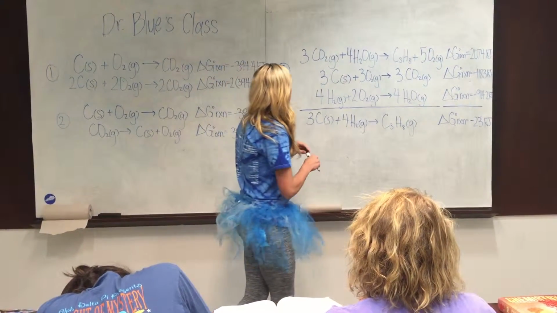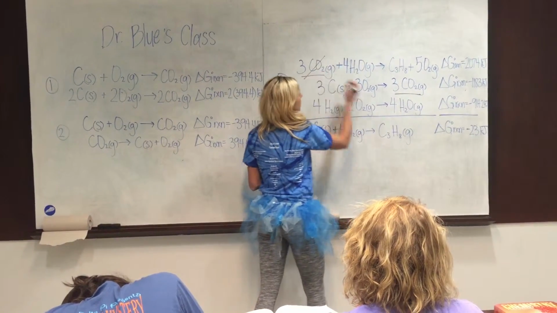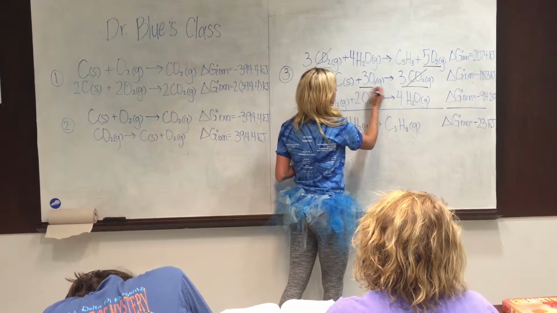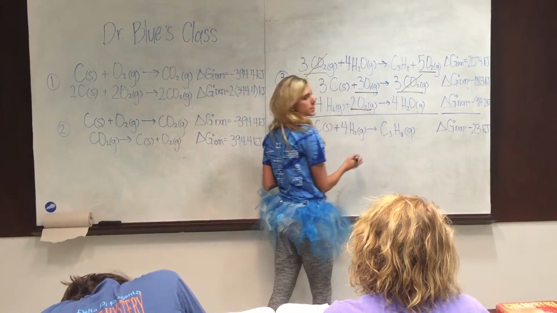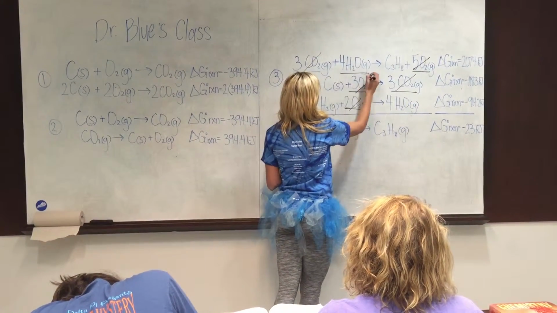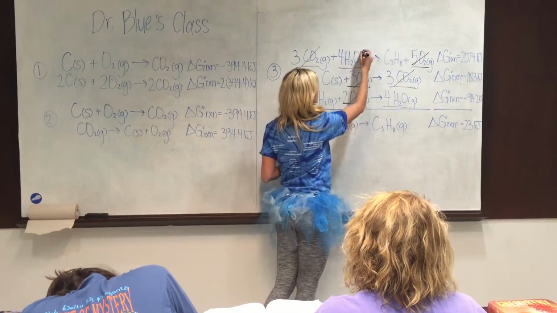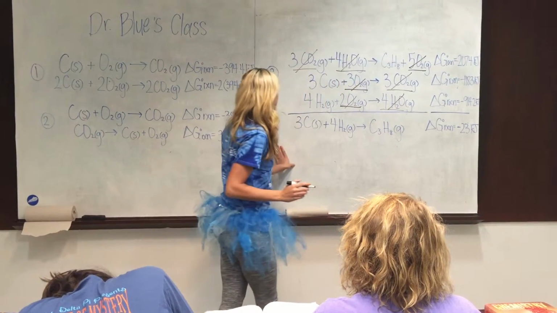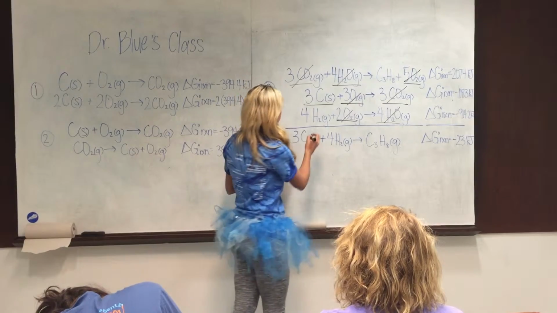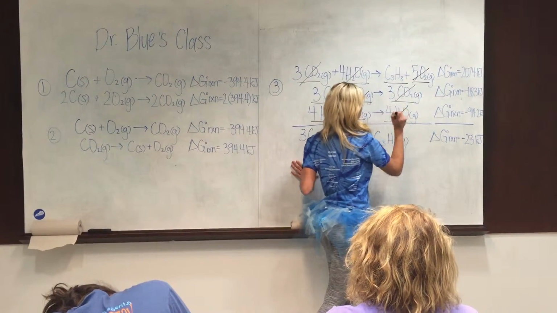So, we can see that we have 3 carbon on this side and 3 carbon on this side. So those cancel out. We also have 5 oxygen here, and 3 oxygen on this side in the reactants, 2 oxygens here. So these cancel out. We also have 4 H2O in the reactants here, and 4 H2O in the products here. So these two cancel out.